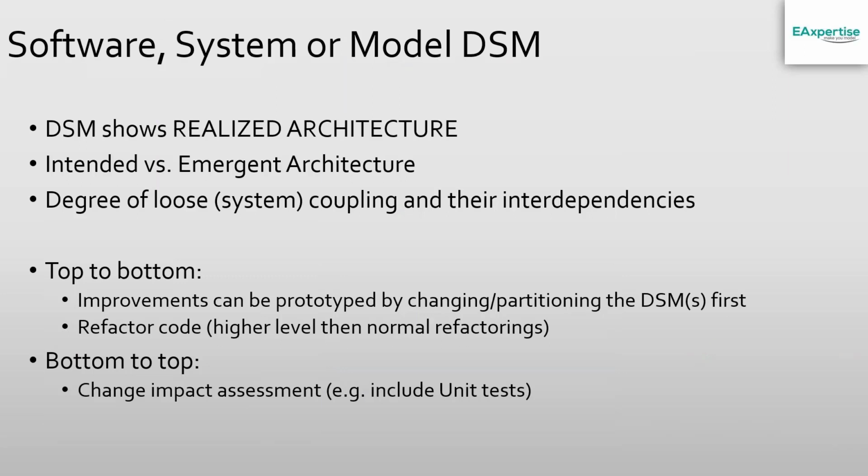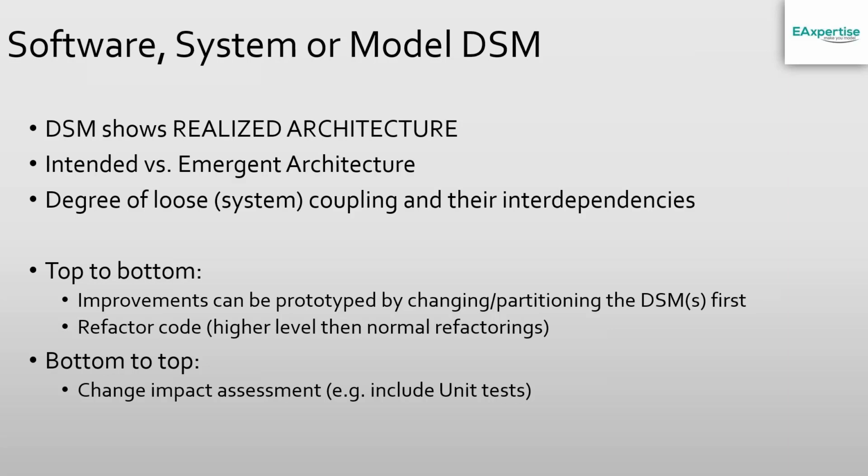So you can have software, system or model DSMs, or the combination of all of them. When you load a model or code into a DSM, it instantly shows you the realized architecture, or in SAFe terms, the emergent architecture. So what you want to do with a DSM is put the intended architecture in and read from a model or source code the emergent architecture.